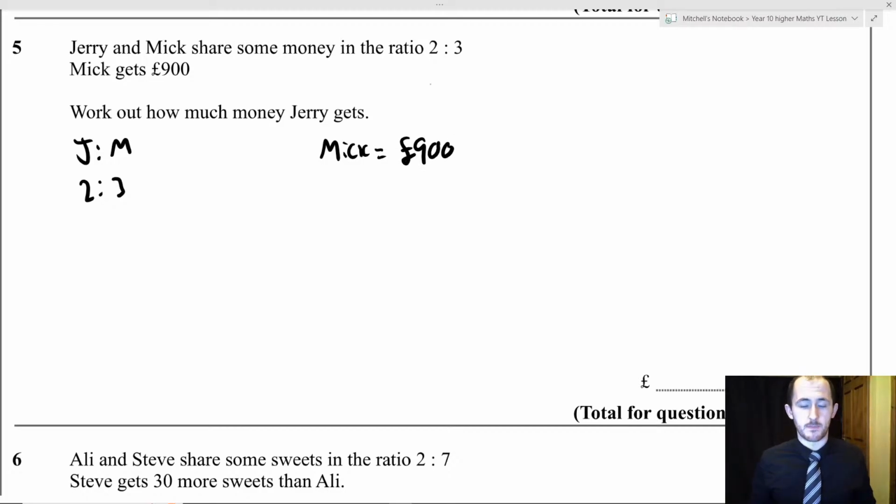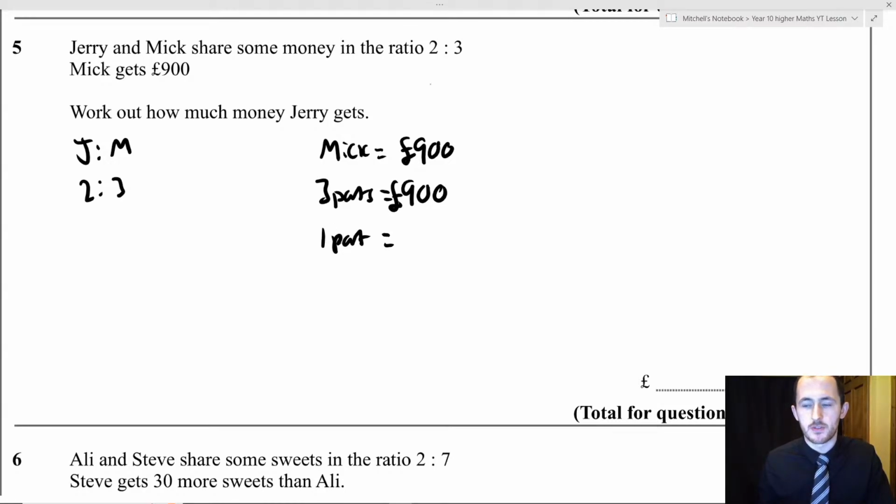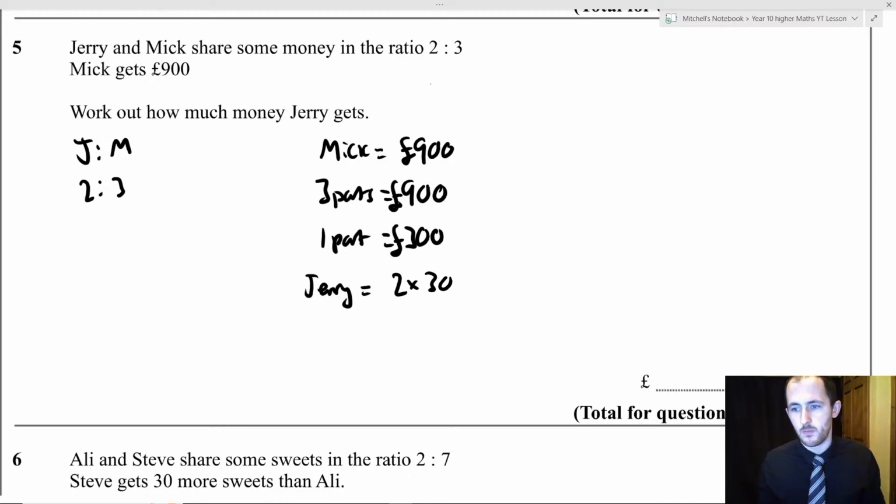There are 2 ways to do this, by the way. I'll show you the way I prefer, and then I'll show you another way. Now, Mick gets 3 parts, so we know that 3 parts equals £900. So 1 part is 900 divided by 3. 9 divided by 3 is 3, and then we just add the zeros back on, so £300. So then Jerry gets 2 parts, so it's 2 times 300, which of course is £600.